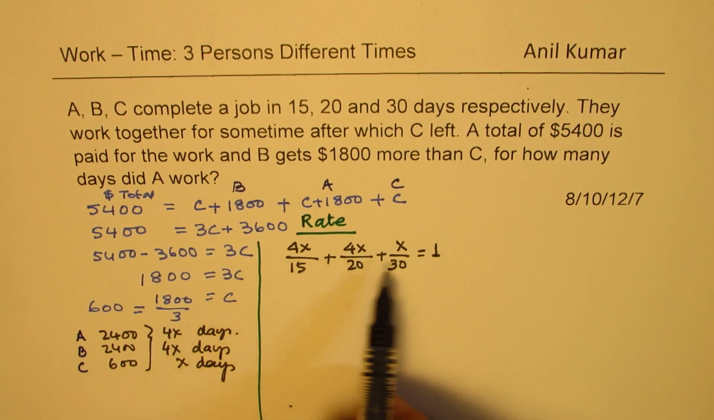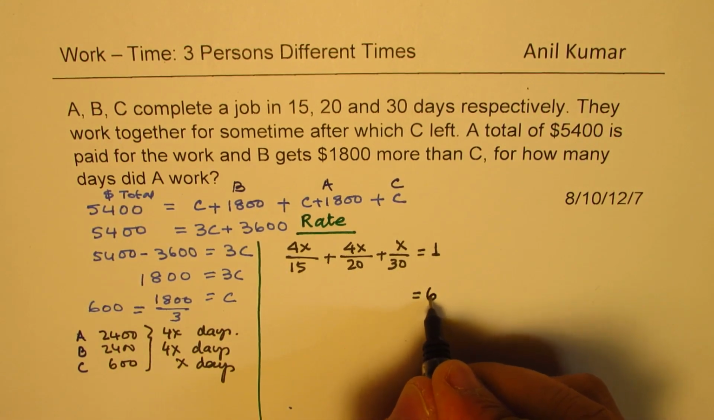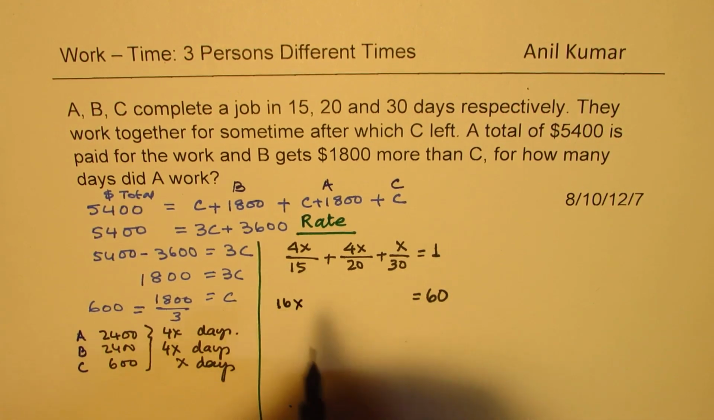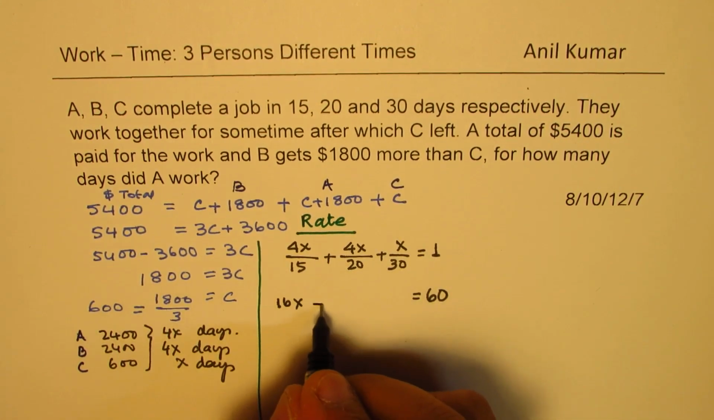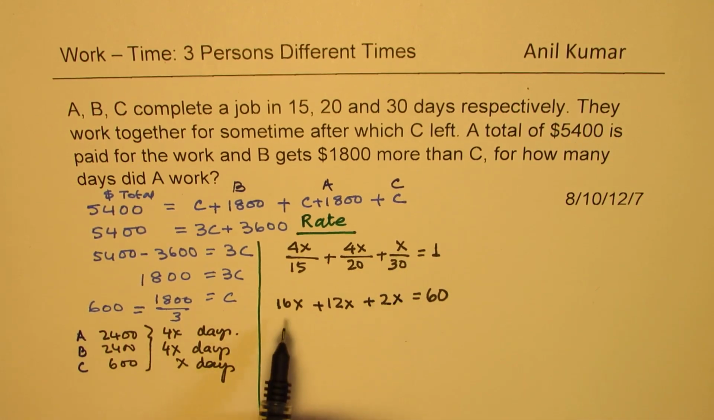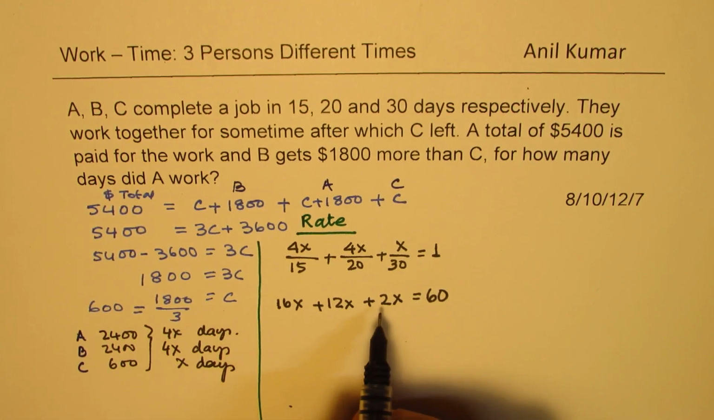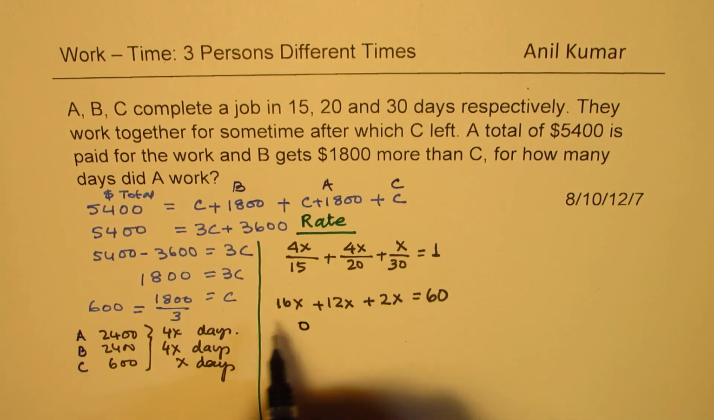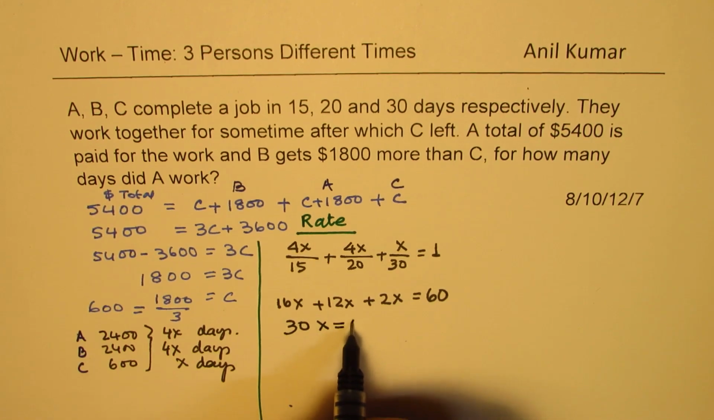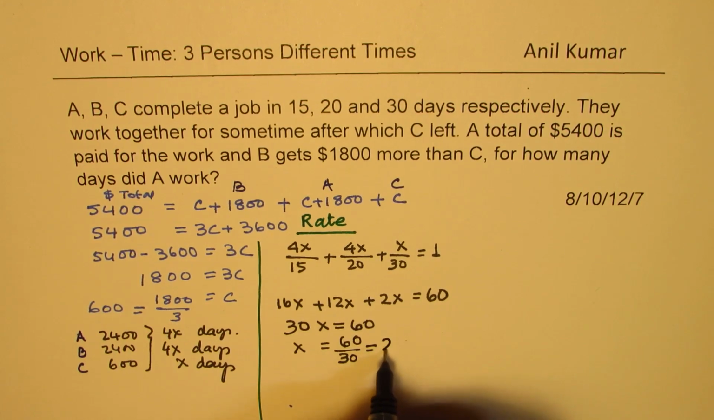Now, we could multiply everything by 60. So if I multiply everything by 60, then 60 over 15 is 4 times, so we get 4 times 4 is 16x, right? Here it is 3 times, so we get 12x. Here it is 2 times, so we get 2x. So those are the values which we have to add up. So we get 30x equals 60. And so we get the value of x as 60 divided by 30, which is 2.